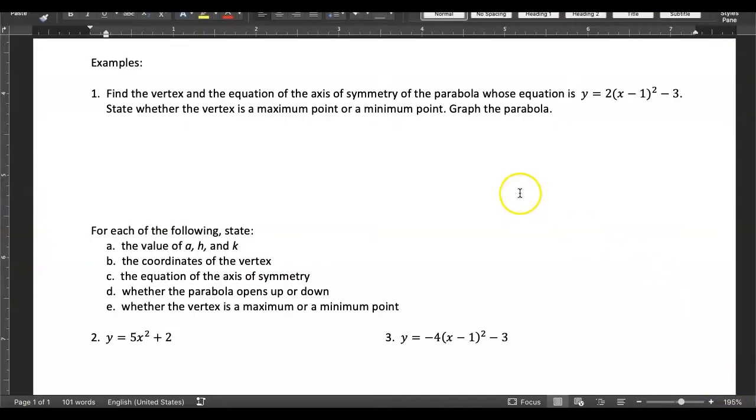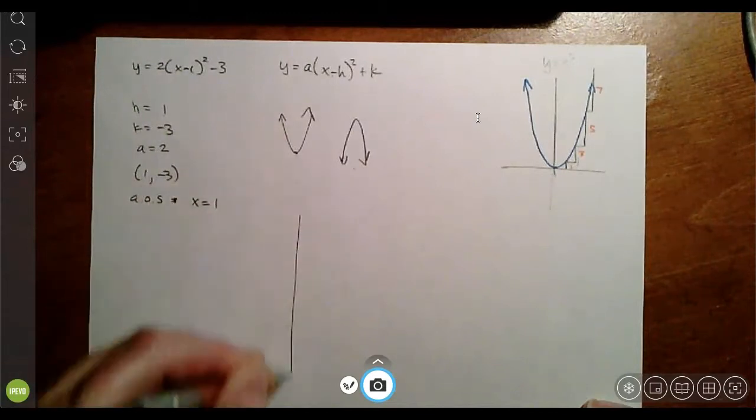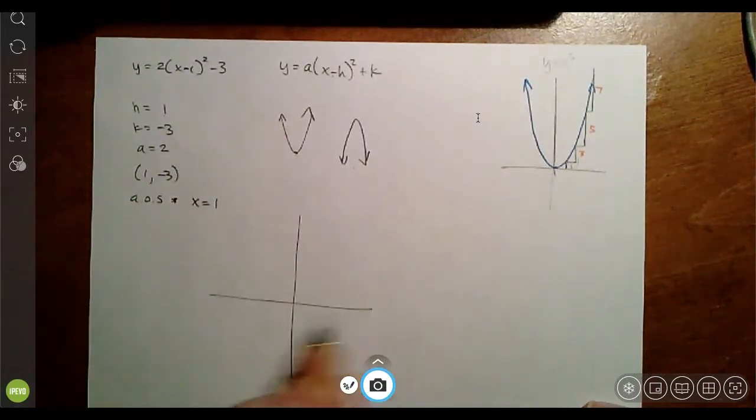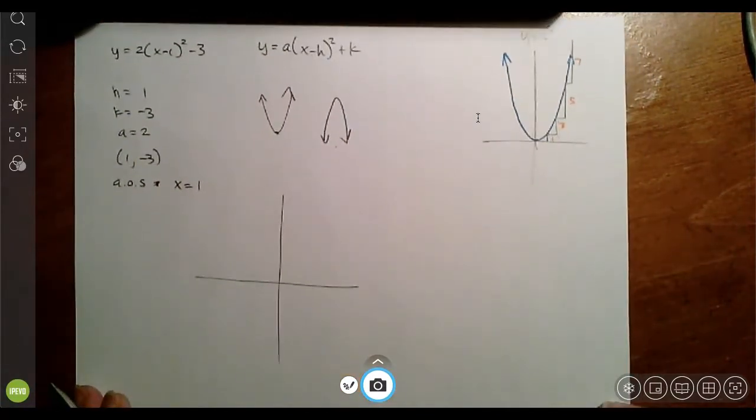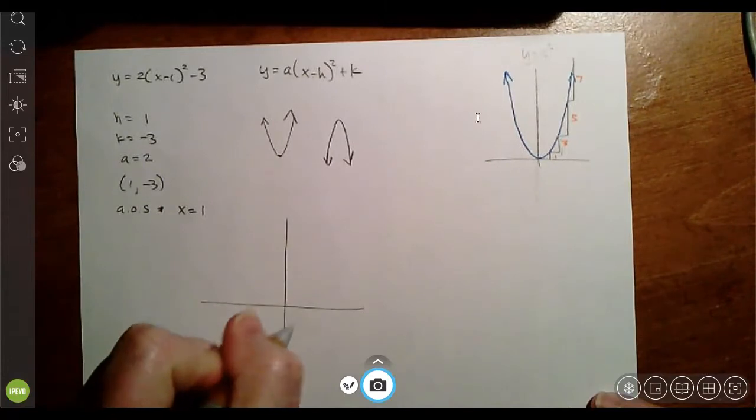All right, so then the only thing we have left to do for this one is go ahead and graph it. So we know where the vertex is. So I'm just going to give this a quick sketch right here. If you've got graph paper, you can go ahead and use that. That might be better to see what's going on. But so we know that the vertex is at the point (1, -3).